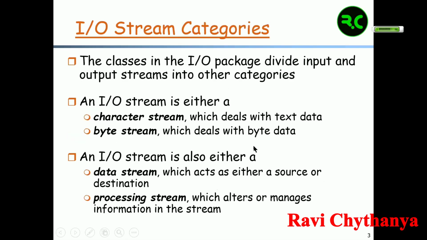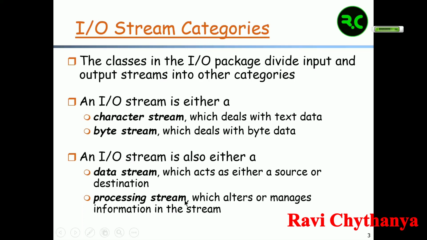Now, IO stream categories: we have two types of streams here, whether it is an input stream or an output stream. One is the character stream and one is the byte stream. The byte stream deals with byte data, and the character stream deals with text data. Byte data is data which can be converted to an 8-bit sequence, and it is stored into the given stream. The character stream stores the data as characters, as displayed to the user, into the defined stream.